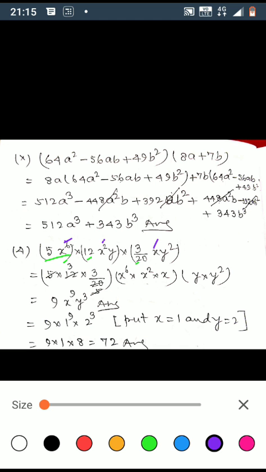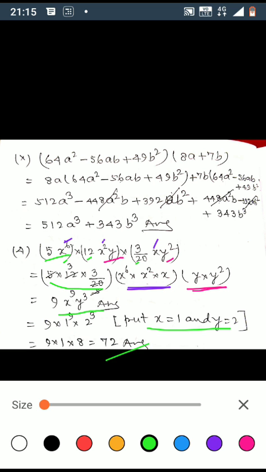You will get after calculating 3 threes are 9, or x raised to the power 9 and y raised to the power 3. Now find the value: you have been given that x equal to 1 and y equal to 2. So substitute these values. Equal to 9 multiplied by 1 raised to the power 9 multiplied by 2 raised to the power 3, equal to 1 raised to the power 9, that is 1, 2 cube equal to 8. So 9 eights are 72.